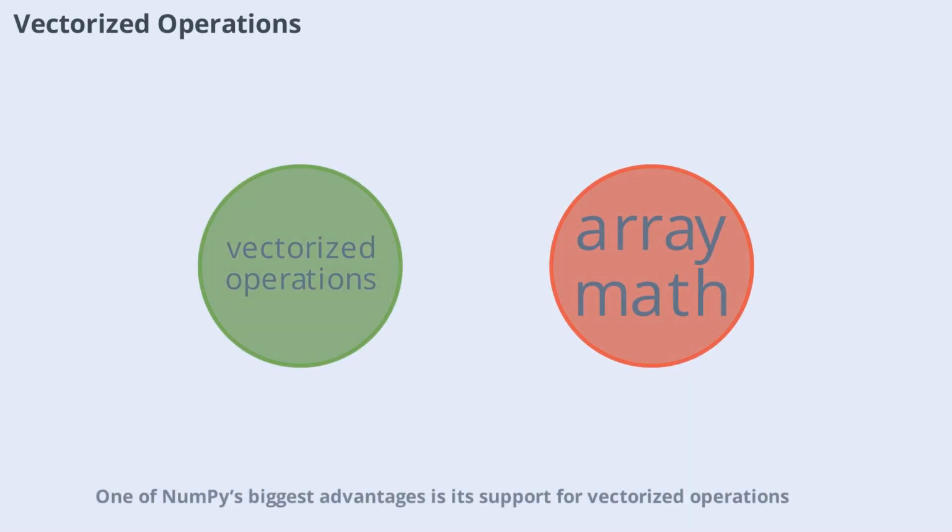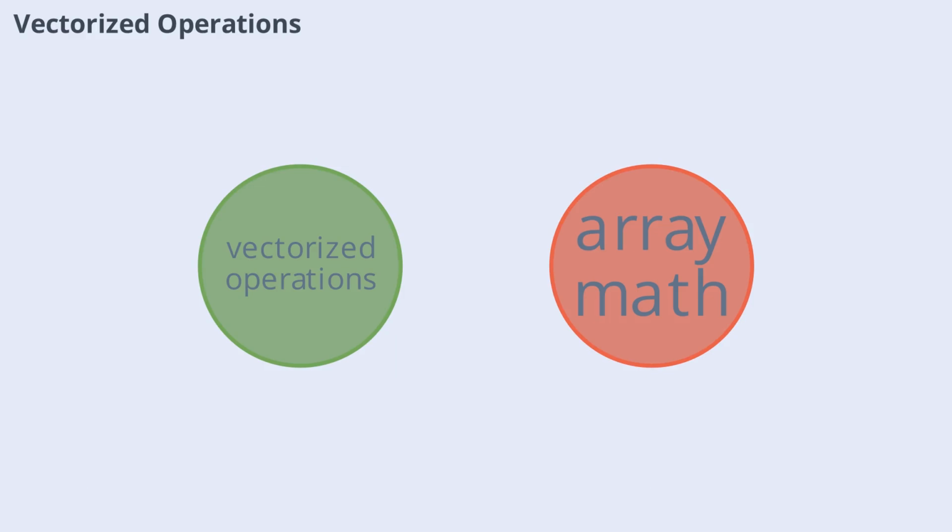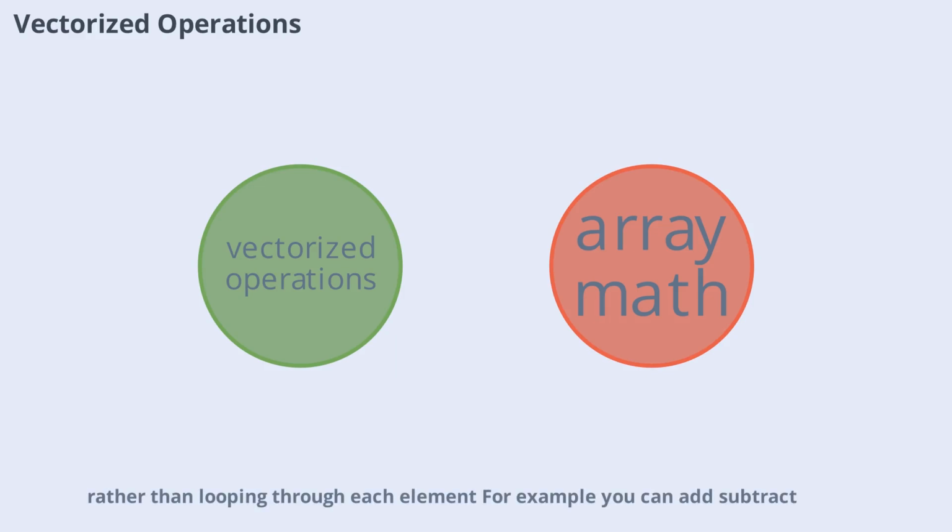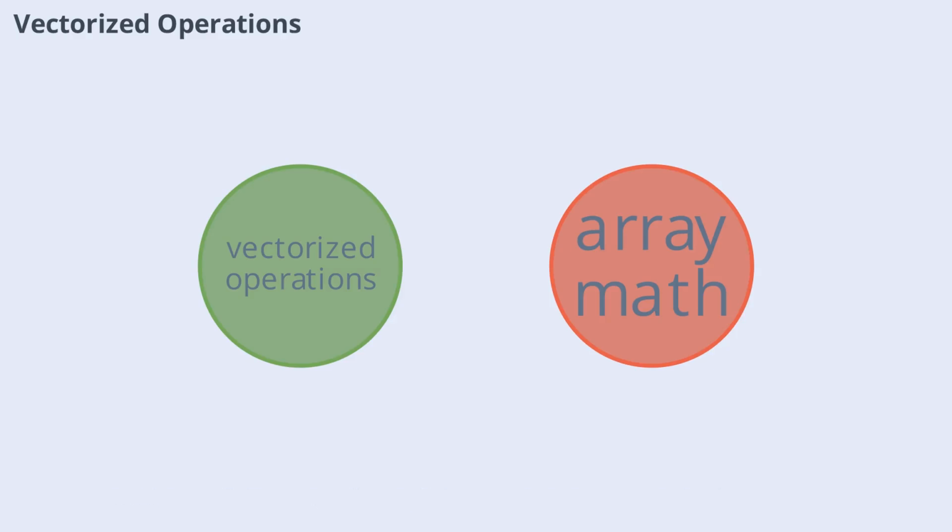One of NumPy's biggest advantages is its support for vectorized operations. This means you can perform mathematical operations on entire arrays at once, rather than looping through each element. For example, you can add, subtract, multiply, or divide arrays directly. This not only makes your code cleaner but also significantly speeds up your calculations, which is crucial for data analysis.